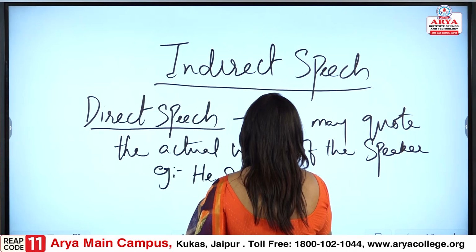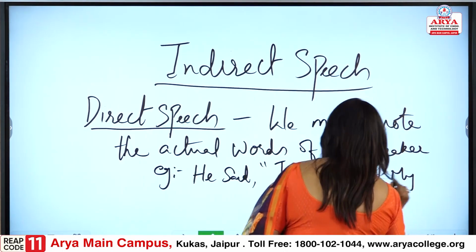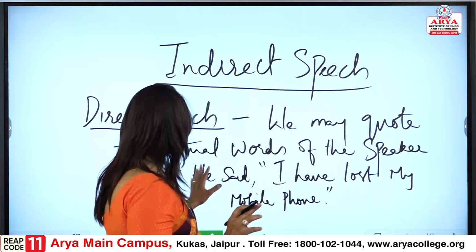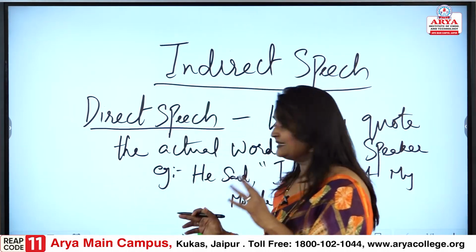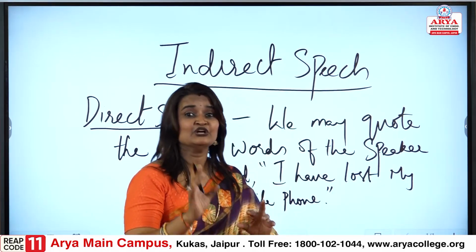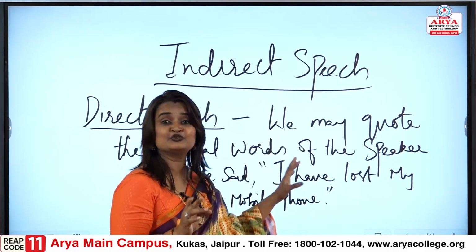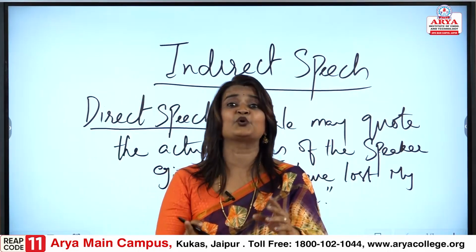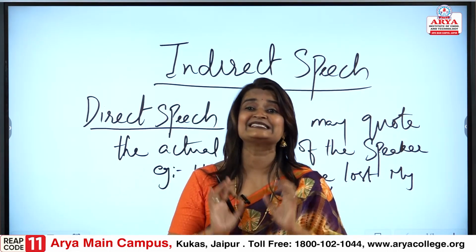He said, "I have lost my mobile phone." Now, we are quoting the actual words of what the speaker said. When the second person says, he said, "I have lost my mobile phone," these were the speaker's words. We put them in inverted commas because we are highlighting and showing his words. So, it is direct speech, word to word what he said.